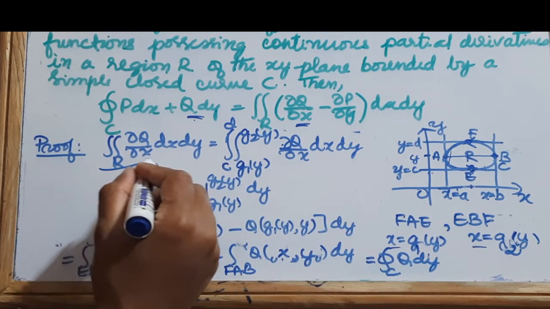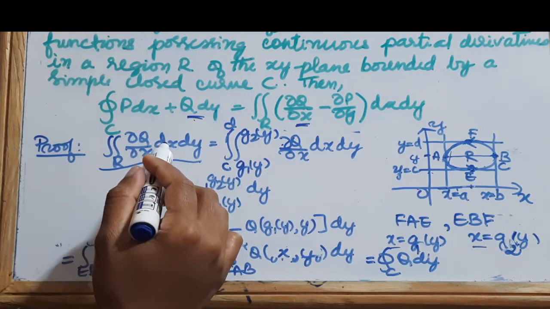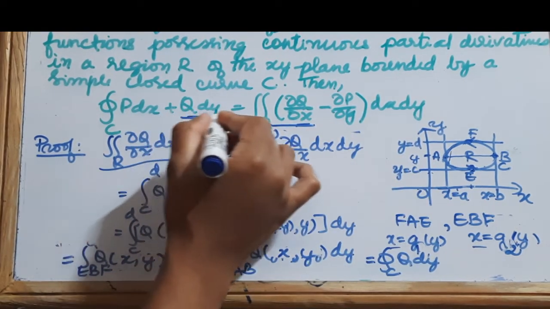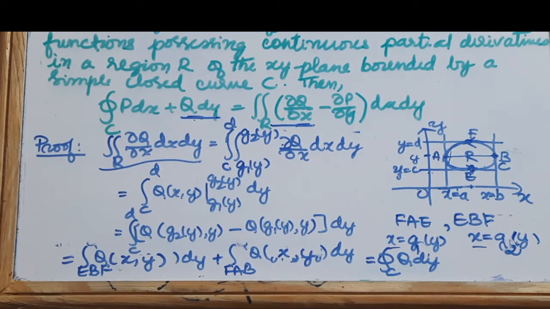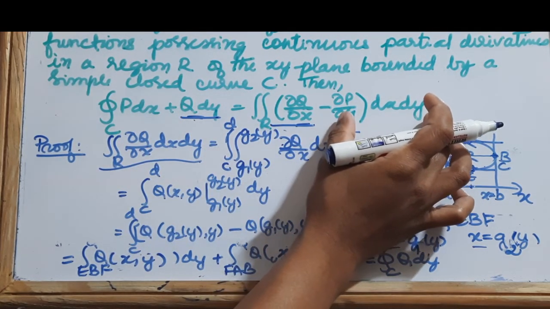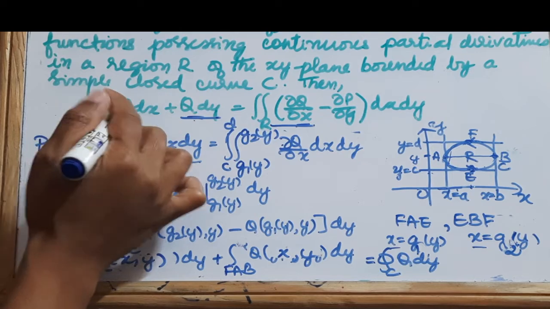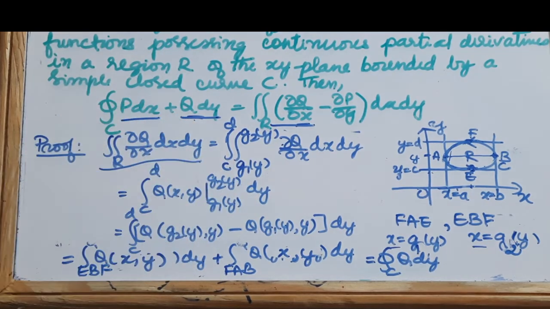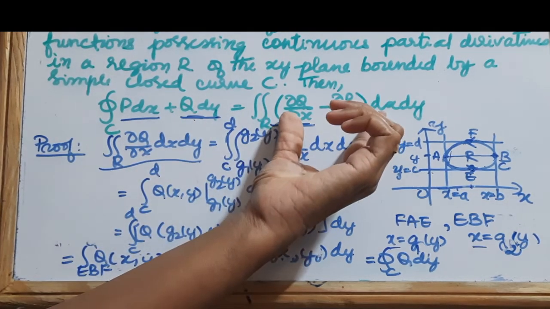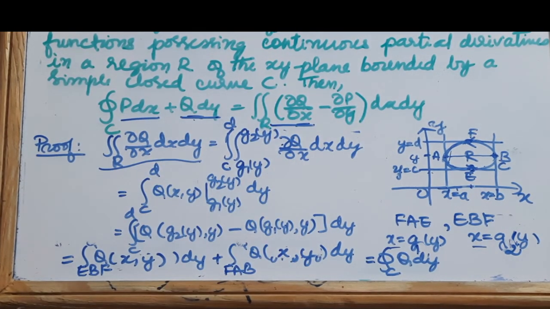Therefore, the double integral over R of dou q by dou x dx dy, the first part here, is equal to the second part here. Similarly, as done earlier, the double integral over R of dou p by dou y, with a minus sign, is equal to the line integral over C of p dx. Therefore, if I combine these two, the left hand side will give the right hand side also, which proves Green's theorem for us. Thank you.